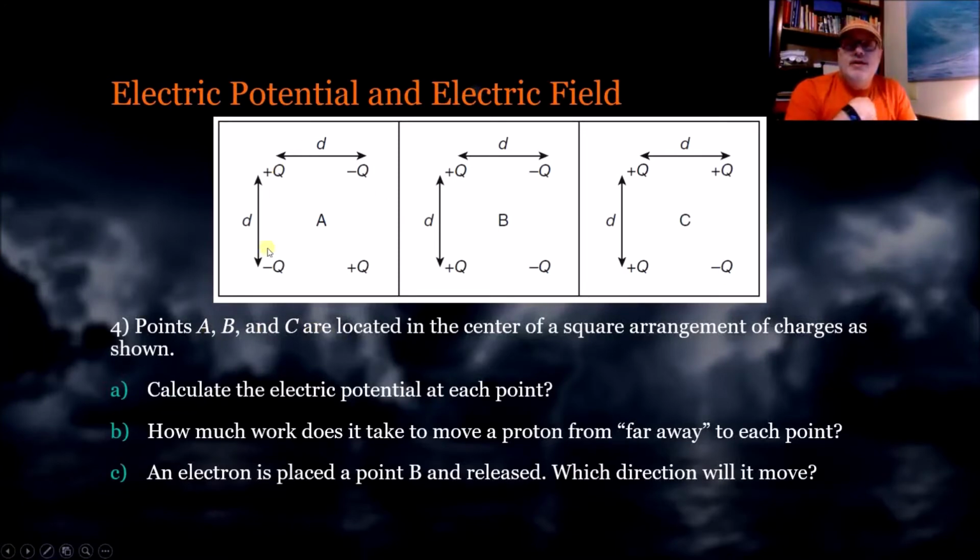Number 4, we have points A, B, and C. They're located at the center of these square arrangements of charges. Calculate the electric potential at each one of these points. How much work does it take to move a proton from very far away to each one of these points? And part C, an electron is placed at point B and released. What direction will it move?